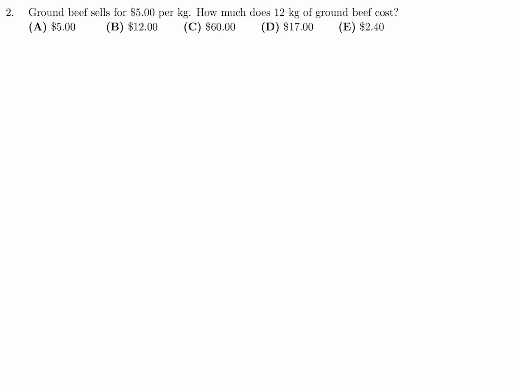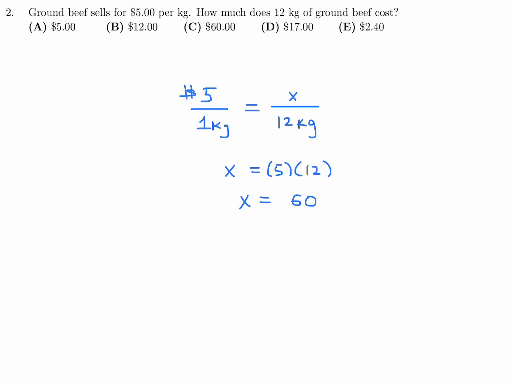Ground beef sells for $5 per kg. How much does 12 kilograms of ground beef cost? So $5 over 1 kg, and that is equivalent to another ratio which we need to create, a certain number of dollars over 12 kg. So cross multiply and you get x is equal to 5 times 12, and therefore x is equal to 60, and that is in dollars. So number 2, the answer is C.